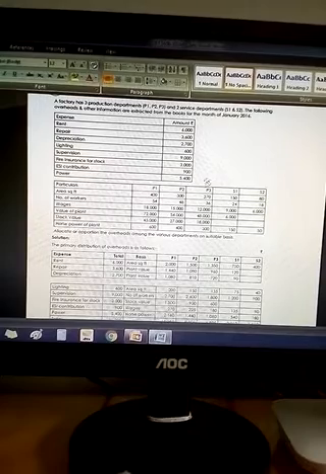Let's have a look at this example. A factory has 3 production departments, P1, P2, P3, and 2 service departments, S1, S2. The following overheads are the information extracted from the books.